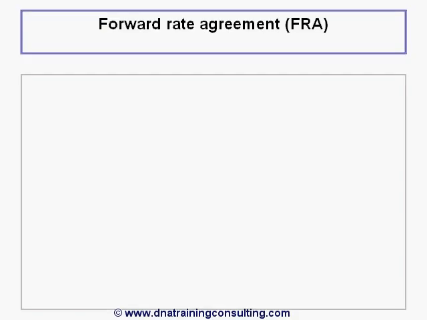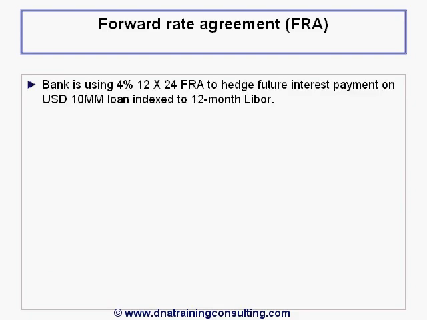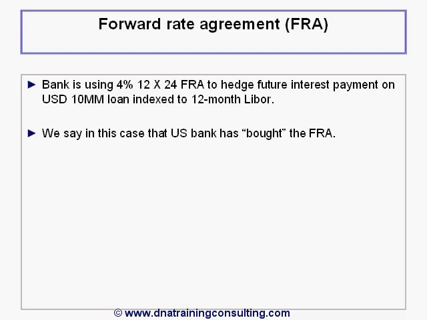Our first illustration of the calculation of VaR for a derivative instrument returns us to the US bank, which this time is using a 4% 12 by 24 forward rate agreement, or FRA, to hedge a future interest payment on a $10 million loan indexed to 12-month LIBOR. We would say in this case that the US bank has bought the FRA.